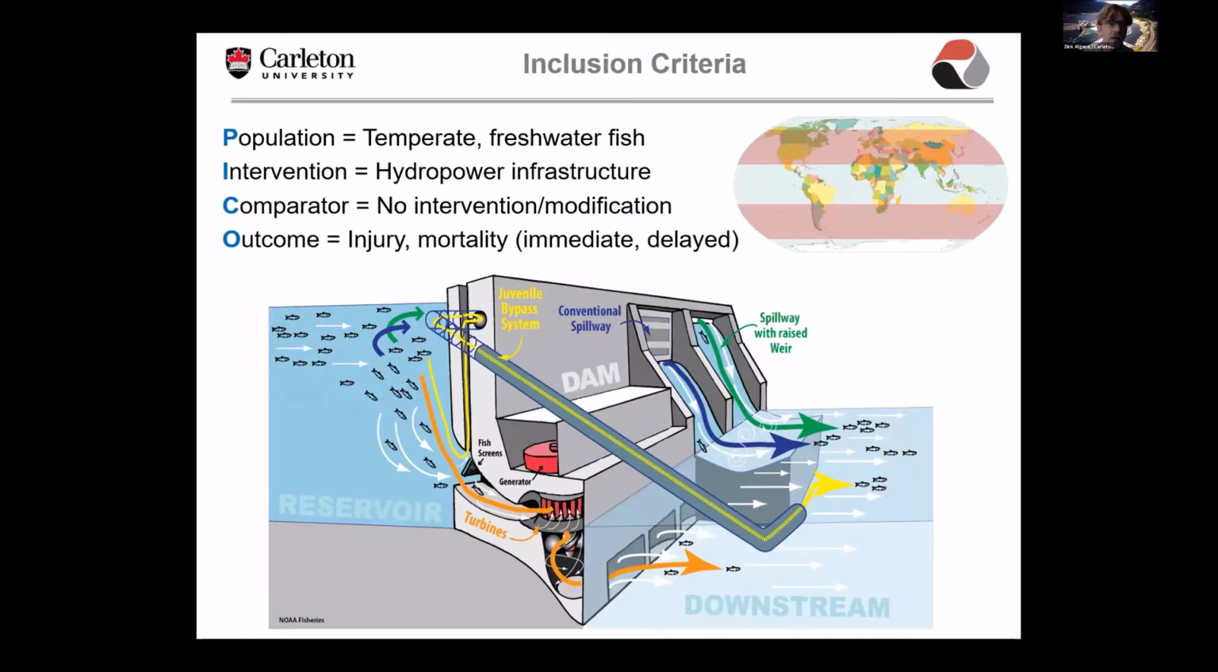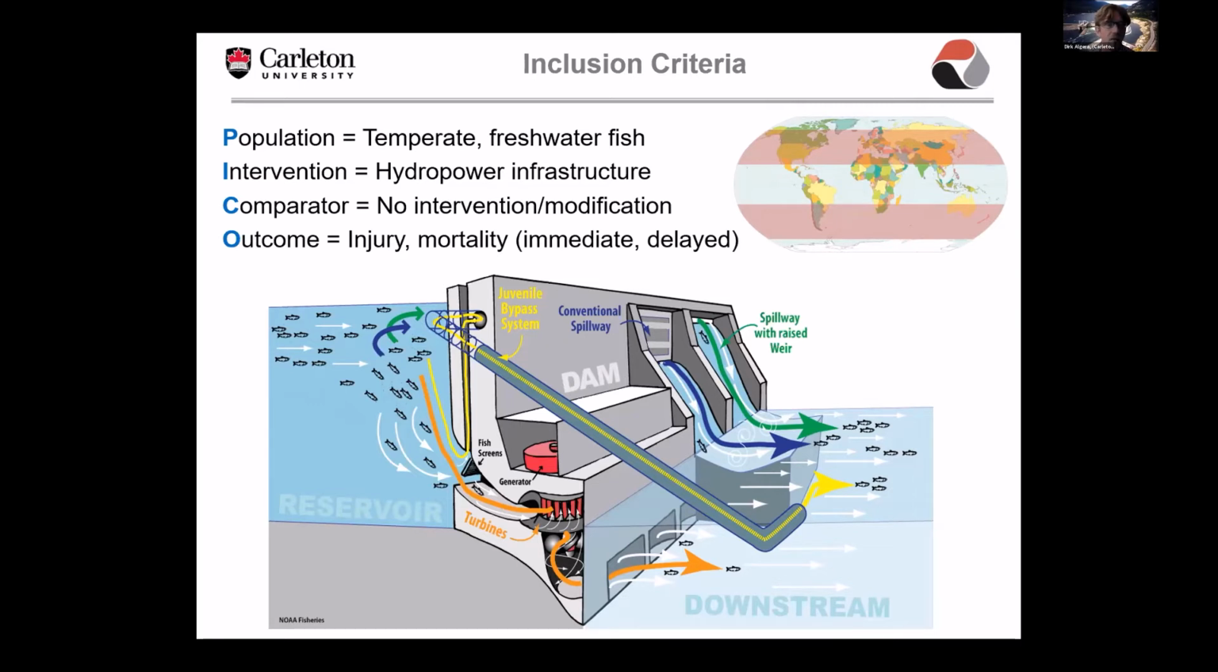For the inclusion criteria for the systematic review, we used a PICO, so population, intervention, comparator, outcome framework. The population in this case, as you've probably figured out by now, is temperate freshwater fish, and you can see we focused on fish in the globe figure depicted there, the highlighted areas in pink. The interventions were the various hydropower infrastructure at a site, and you can see examples of that on the drawing of a dam below on the figure.